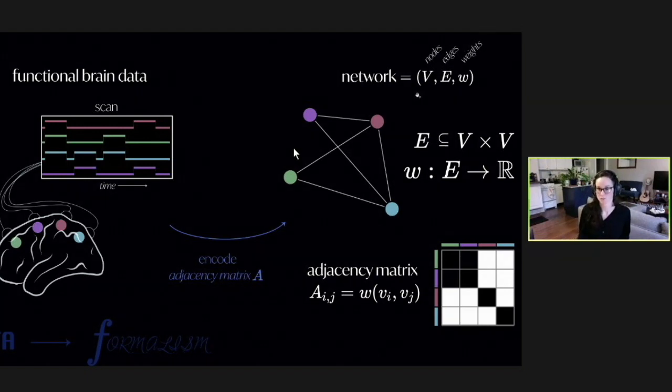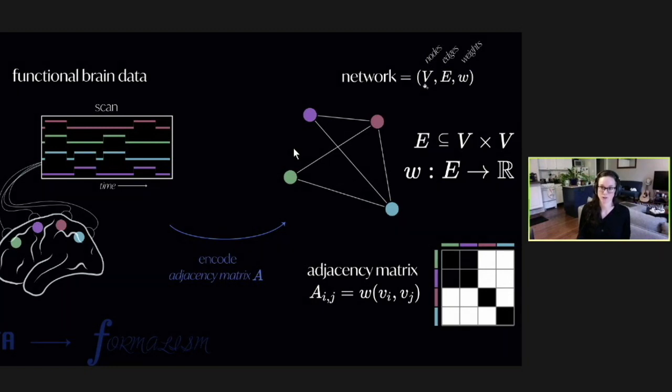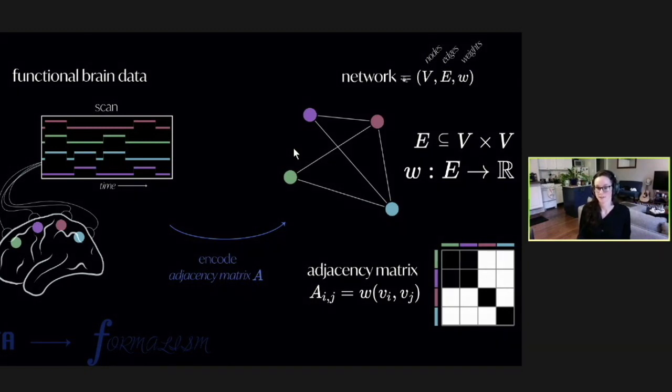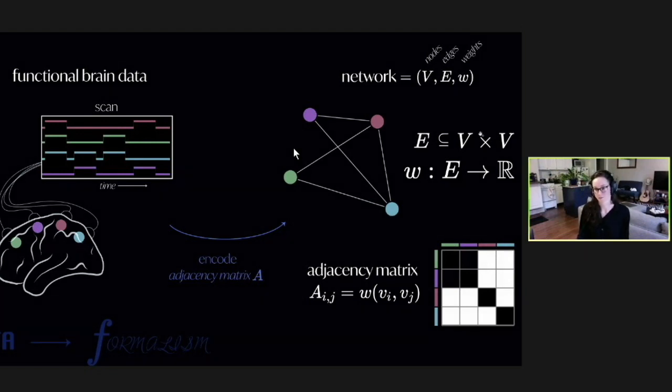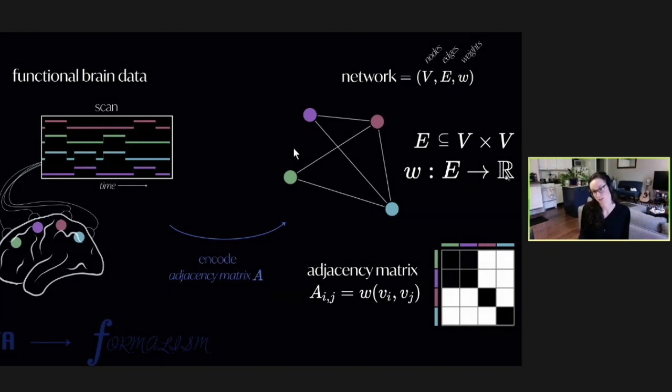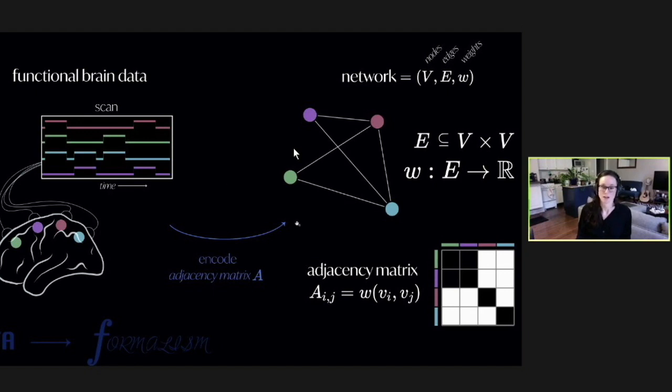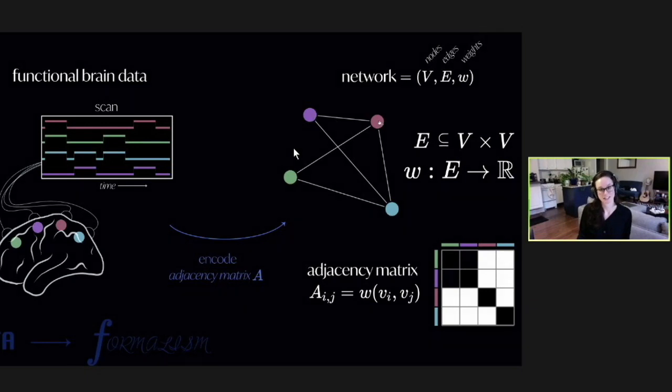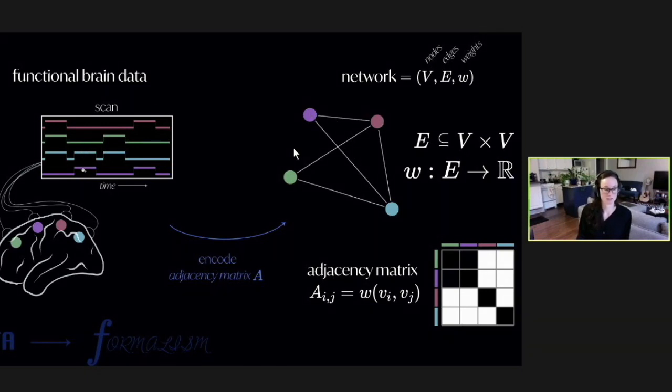So a network, as you've heard earlier today, is composed of nodes, edges, and weights, where the nodes are just these little vertices, and the edges are a subset of pairs of vertices, and we can assign weights to these edges using the weighting function W, which assigns to each edge a real number generally. So in this case, the 4 brain regions have become 4 nodes, and I have connected 2 nodes if they are on at the same time at any point during the scan. So for example, here the blue and purple nodes are on, so they get an edge.